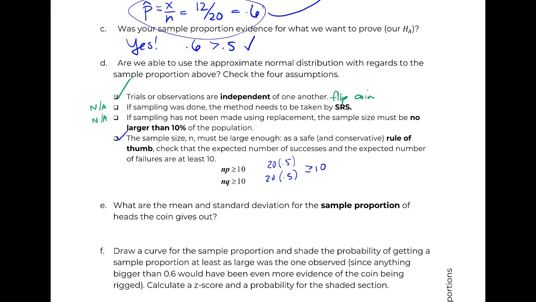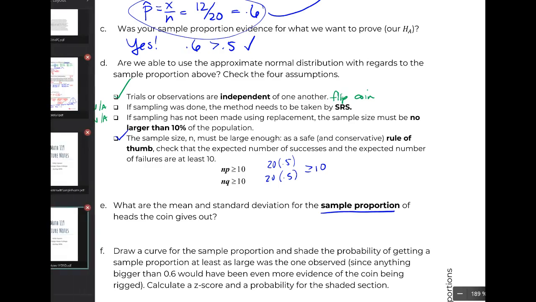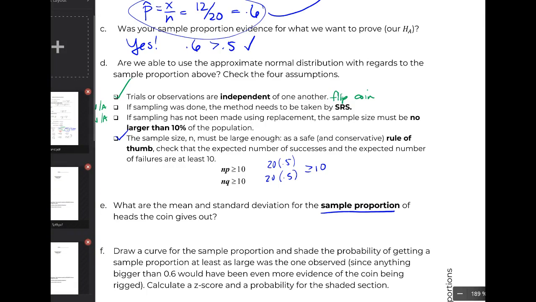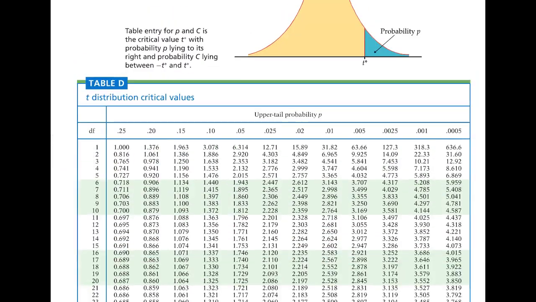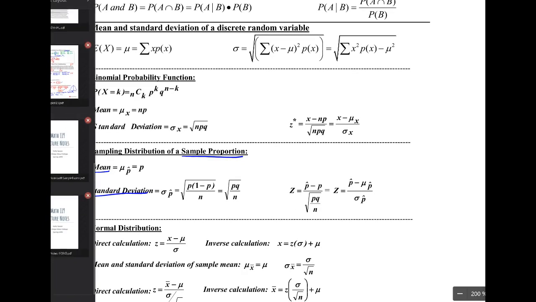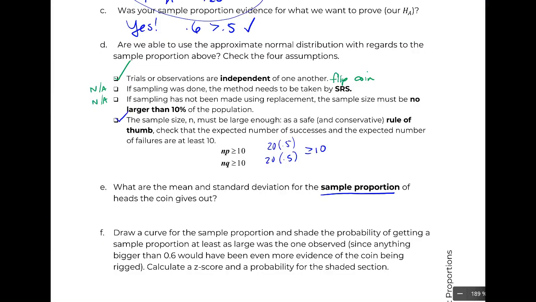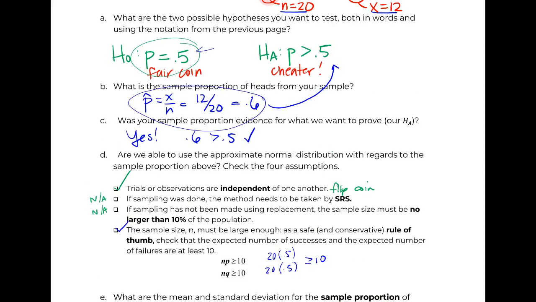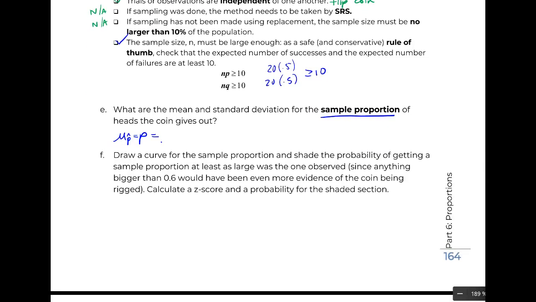All right. What are the mean and standard deviation for a sample proportion? So this is where you'd go to your formula sheet. You go to the section where it says sample proportion, and you'd grab the mean and standard deviation. So the mean for our sample proportion is the real p. So in this case, we don't know the real p, but we do have an initial assumption. We have to say, okay, well, we're going to pretend that the roommate's not a cheater. So 0.5.